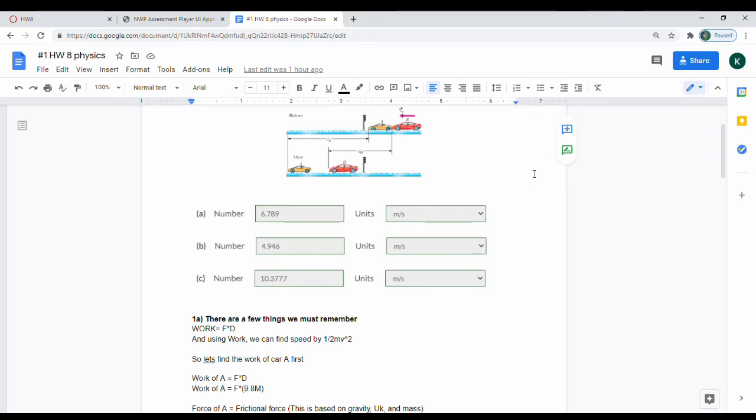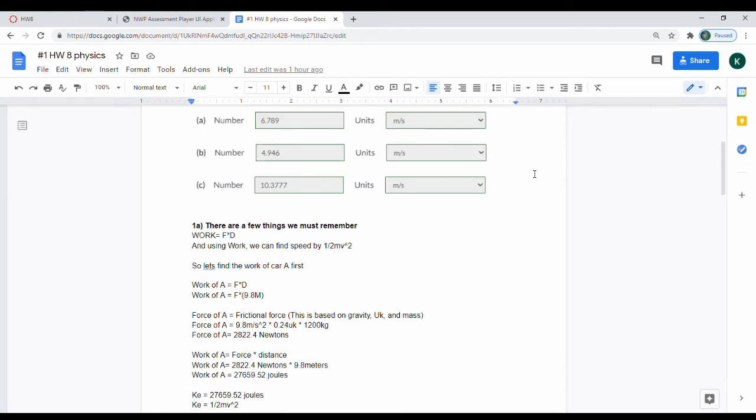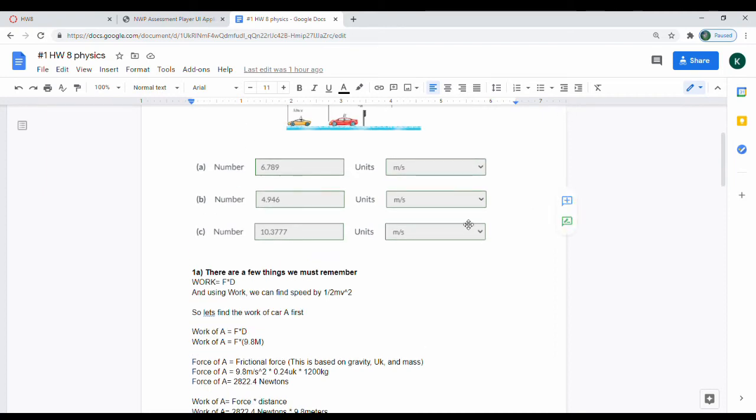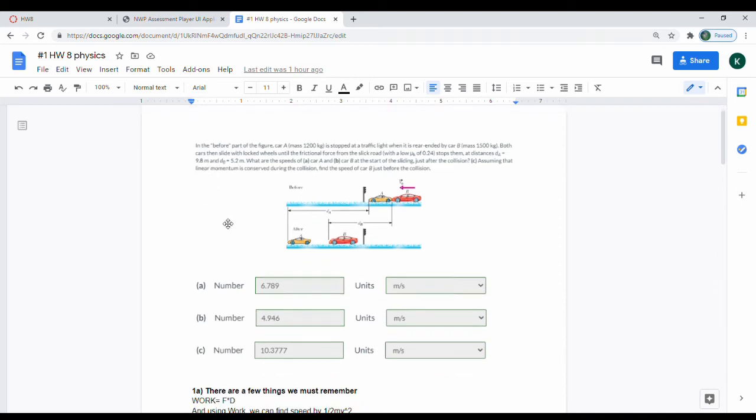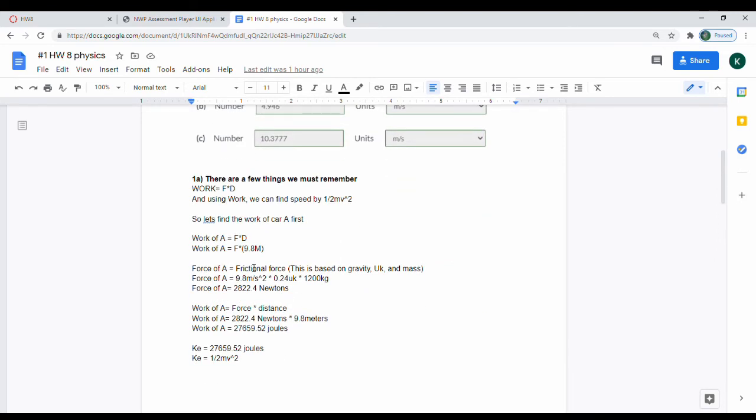So some things you need to remember: work equals force times distance, and the change of work also equals kinetic energy, the work energy theorem. So first you need to find the work of car A, which is just force times distance. The distance should be given to you. In my case, it's 9.8 meters. The force is just frictional force, which is just gravity multiplied by the coefficient of friction, multiplied by the mass. So you should multiply those together to get your force. You should have all these numbers. Don't use 10 for gravity, use 9.8.